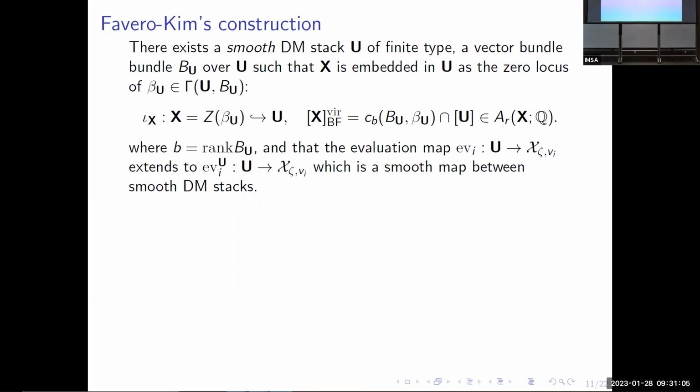It's just that because X is not proper, we cannot use this class to define invariants. But first it can be embedded in U. Moreover, they assume that they want to extend this, U is smooth, and moreover the evaluation map extends. Oh sorry, I think there's a typo. So the evaluation map from X extends to U.